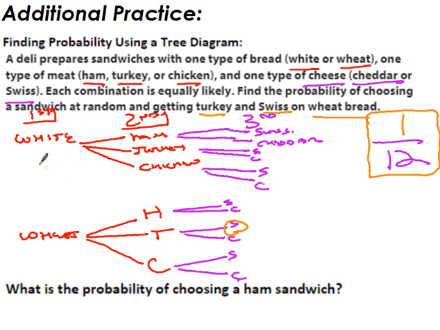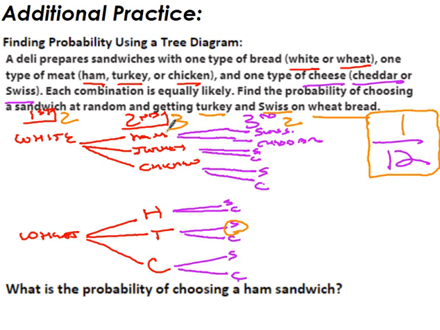Now another way I know there's 12 possible combinations. For my first choice, there's 2 options, right? White and wheat. For my second choice, there's 3 options. Ham, turkey, and chicken. And for my cheese, there is 2 options. 2 times 3 is 6. 6 times 2 is 12. But the tree diagram is nice because it shows me how many possible combinations I have depending on what I ask.